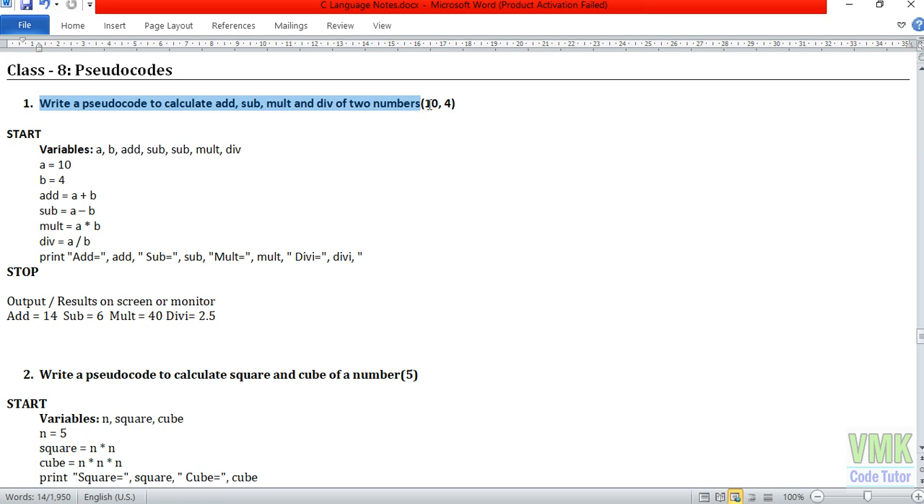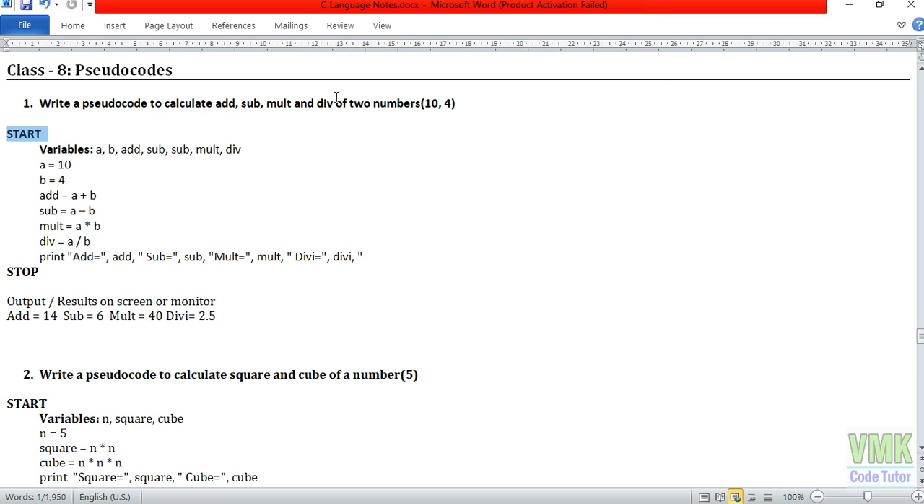Two numbers. The numbers are 10 and 4. For these two numbers we have to calculate addition, subtraction, multiplication and division. So how to write the pseudocode? Pseudocode always should start with what? Start. Now how many variables are required to calculate this particular pseudocode?